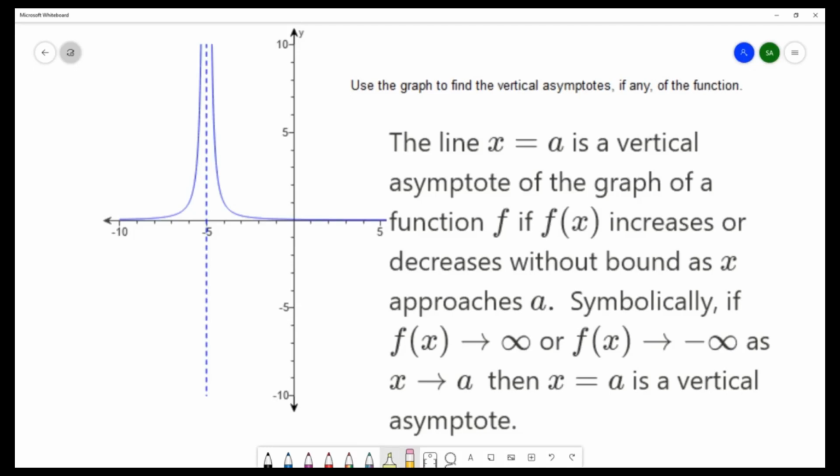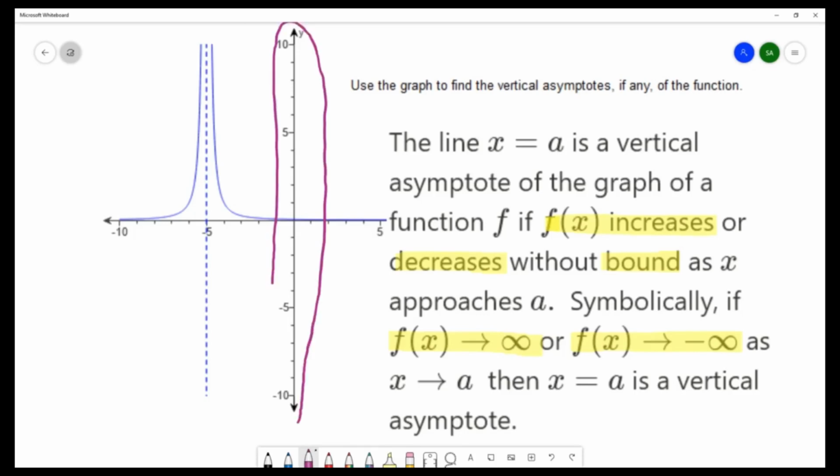So when we're looking on a graph for vertical asymptotes, we're looking for y to increase or decrease without bound. That means we're looking for y to approach infinity or y to approach negative infinity. So we've got our y scale, which is this vertical scale here. And remember, infinity is way up here and negative infinity is way down here. So on our graph, we're looking for the parts of the graph that are either going to infinity or negative infinity.